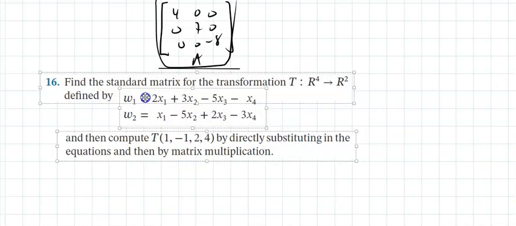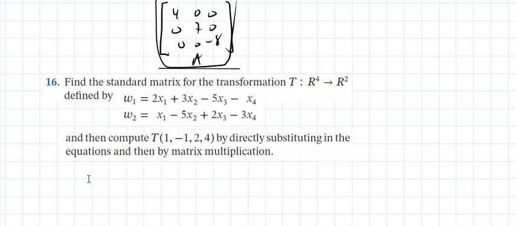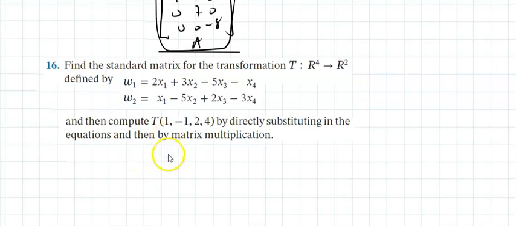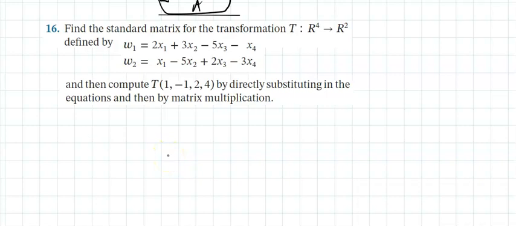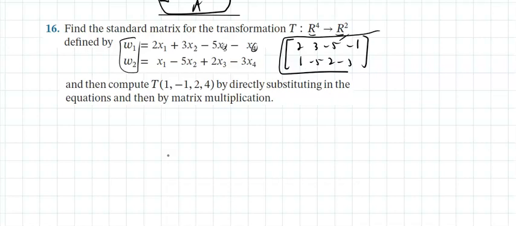And let's look at number 16. 16 takes a slightly different direction. Not a whole bunch, really. But they say, find the standard matrix. What do you think the standard matrix is? You're mapping R4 into R2, meaning the input is 4 of them, and the output is only 2 of them, right? So what's A? Wouldn't you say A is 2, 3, negative 5, negative 1, 1, negative 5, 2, negative 3. So this is the transformation's standard matrix.